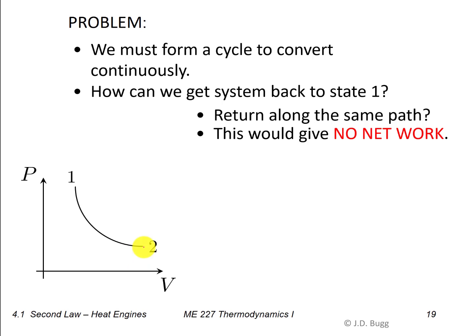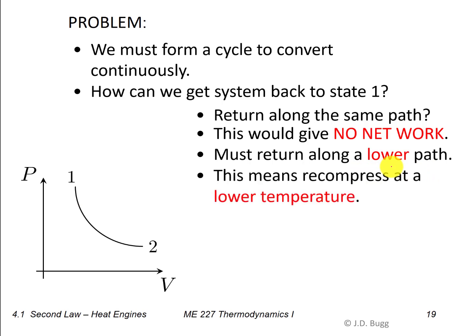Remember, work is the area underneath this curve on the PV diagram. So we need to return from 2 to 1 along a path that has less work. In other words, lies below this line somehow. So that's the key to getting back to point 1 and having some net work production. So we must return along a lower path of some sort.